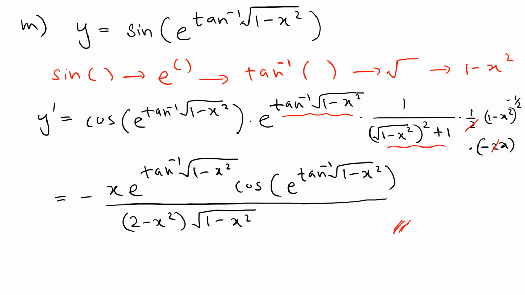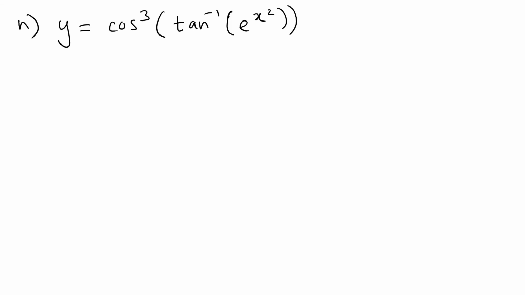So let's look at the last one. As the last one, we have y equals cosine cube tan inverse e to the x squared, and you can see that this parenthesis is not really needed because there's only one function. So the chain is very clear.